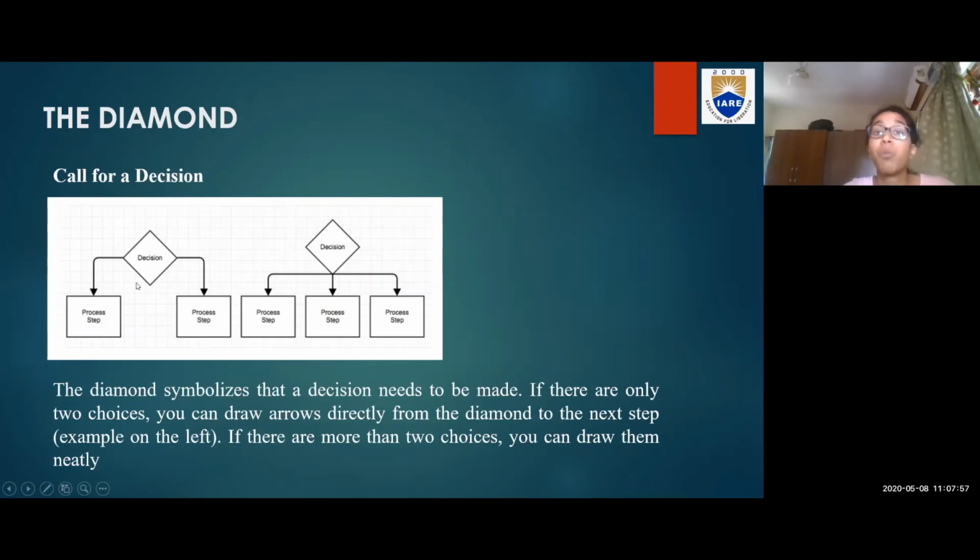Now, if you have more than two decisions, like more than two options, then something like this comes into picture. Like how many other options are there? You can give those many paths for your diamond. If there are more than two choices, you can draw them neatly. So this is just a decision call. Whenever you're making a decision, the symbol which serves the purpose is the diamond.